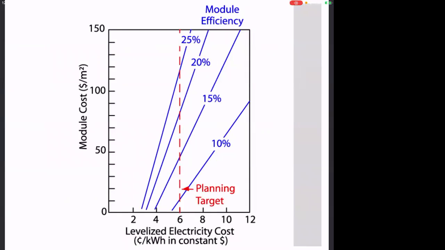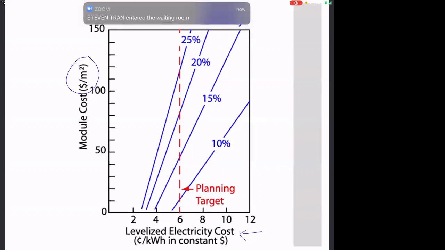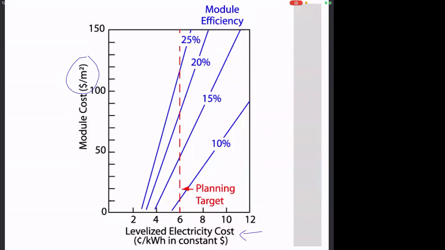You can also look at this in a slightly different fashion by plotting the module cost. In this case now it's dollars per meter squared, because the module cost goes by area, as a function of the levelized cost of electricity. In other words, what is the expected cost of electricity output from an installation. Now, this is a little bit different than dollars per watt because here you're talking about energy output, which is kilowatt hours, which is power times time, right?